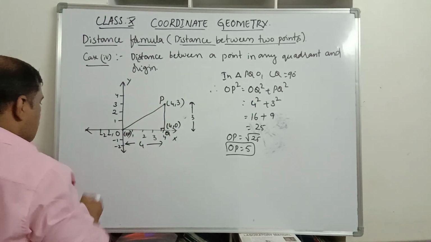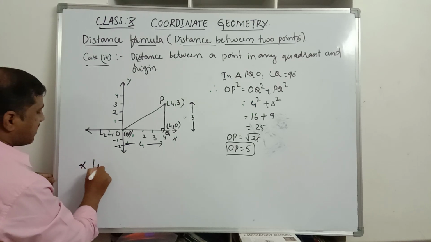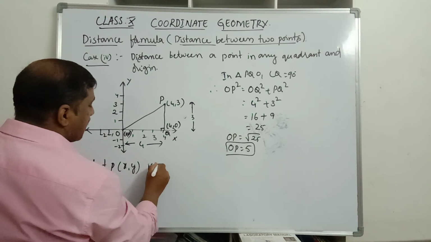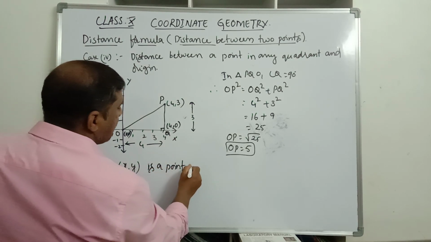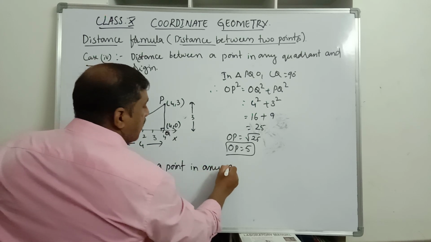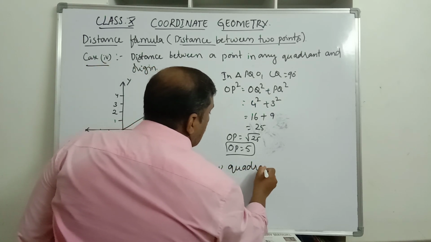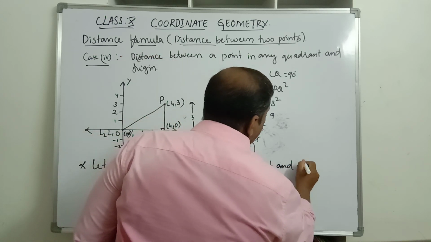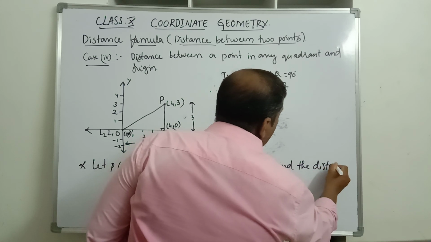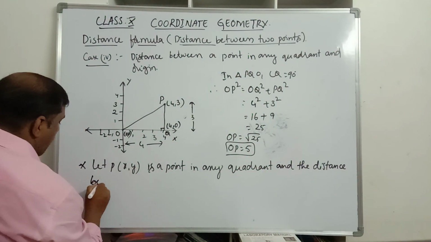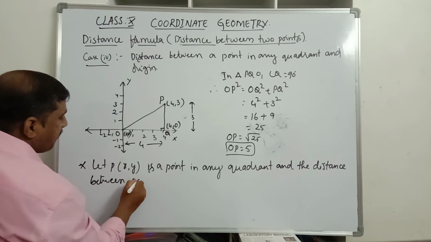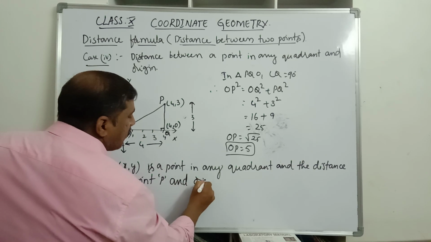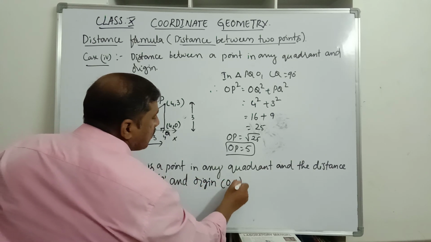So now how do we find it in general? In general, how do you find it? Let P(x, y) be a point in any quadrant, and we want the distance between point P and the origin. So what are the coordinates of the origin? It is (0, 0).